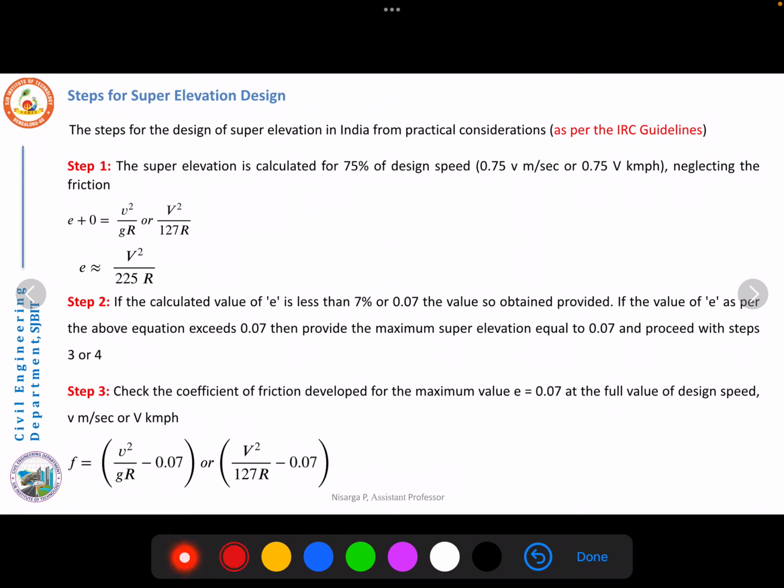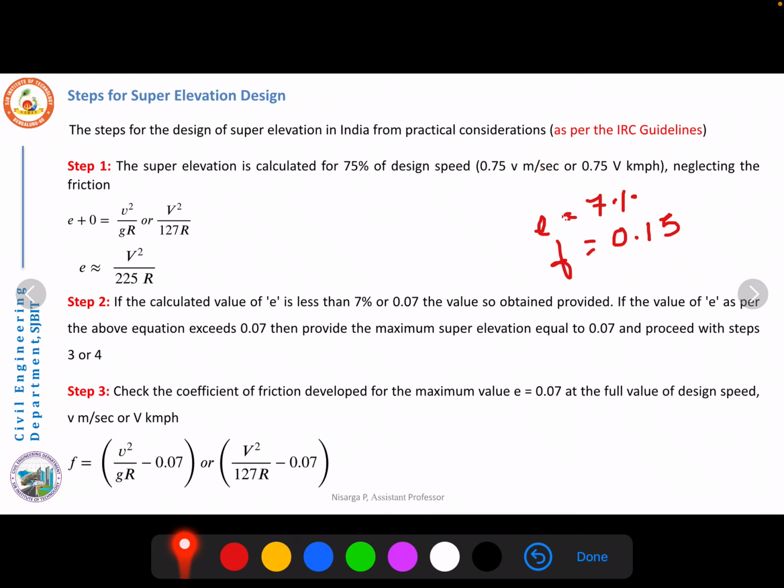And we have also learned that the maximum amount of superelevation that can be provided is 7% and the minimum lateral friction should be 0.15 at the horizontal curves. So now using this, we'll look at how to design the superelevation value. These design steps are given by the IRC guidelines.